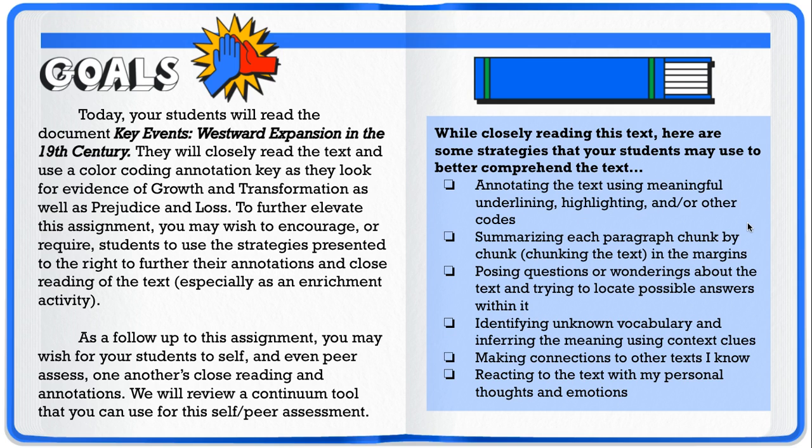Let's review to the right some of the strategies that your students may want to use to better comprehend the text that will further elevate their annotations and close reading skills. They may wish to annotate the text using meaningful underlining, highlighting, and or other codes, summarize each paragraph chunk by chunk, which is called chunking the text, in the margins, also known as marginal summaries, posing questions or wonderings about the text and trying to locate possible answers within it, identifying unknown vocabulary and inferring the meaning using context clues, making connections to other texts they know, and reacting to the text with personal thoughts and emotions.